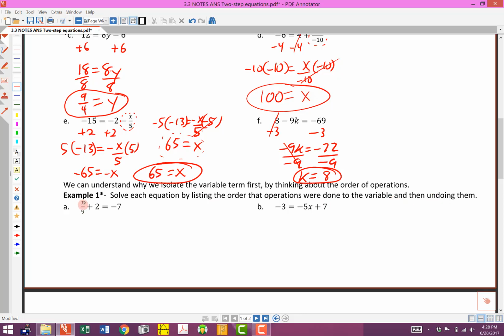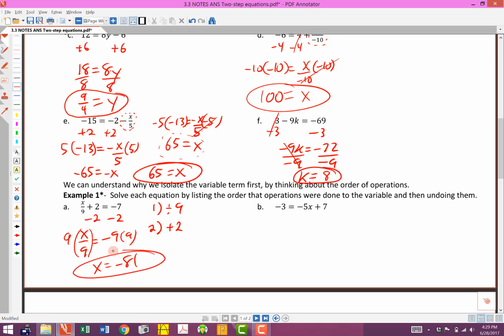So we took x, or they took x, they divided by 9 first, and then they added 2. So the first thing they did is they divided by 9. The second thing they did is they added 2. So it should make sense if they did this first and this second, if we're going to undo those things, we don't want to undo this one first and then undo that one. So if we were going to undo adding 2, we would subtract 2 from both sides. So we get x over 9 equals negative 9. And then we would undo dividing by 9 by multiplying both sides by 9. So we get x equals negative 81. Same answer as we got up above, and you can kind of check that.